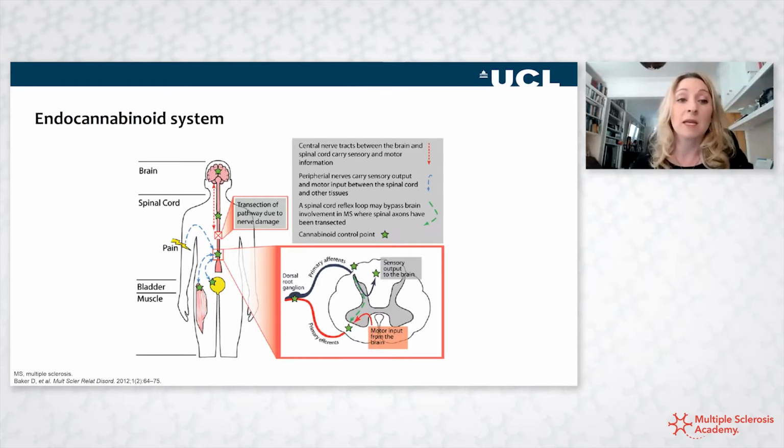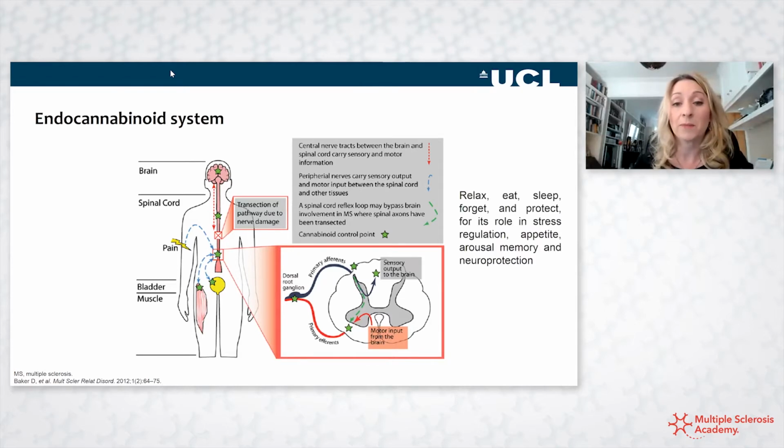So why do we use cannabinoids and why are they of use to people? Well, they interact with the endocannabinoid system, which is the body's endogenous system of cannabinoids. And there are receptors for these expressed throughout the brain, the spinal cord, in muscle, in the bladder, and also on immune cells. So actually their use and function is quite widespread.